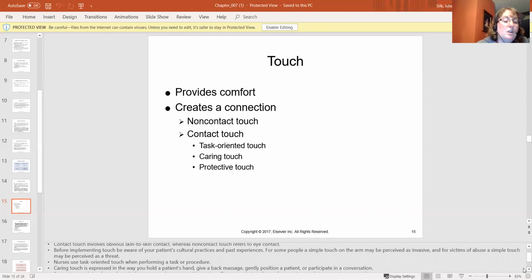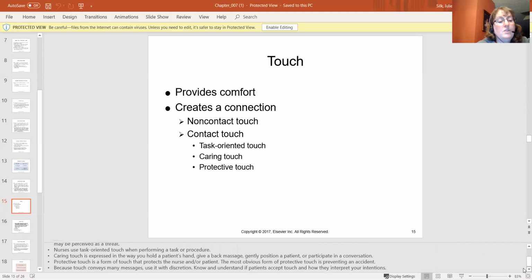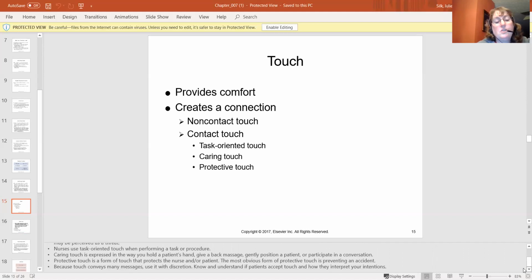Nurses use task-oriented touch when performing a task or procedure. Caring touch is expressed in the way you hold a patient's hand or give a back massage, gently position a patient, or participate in a conversation. Protective touch is a form of touch that protects the nurse and the patient. The most obvious form of protective touch is preventing an accident.